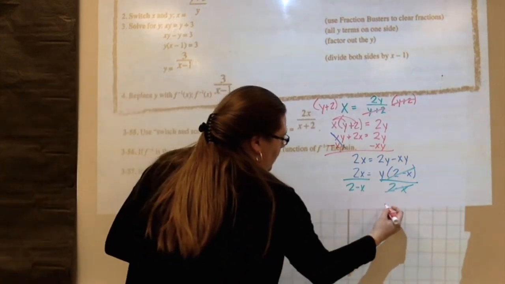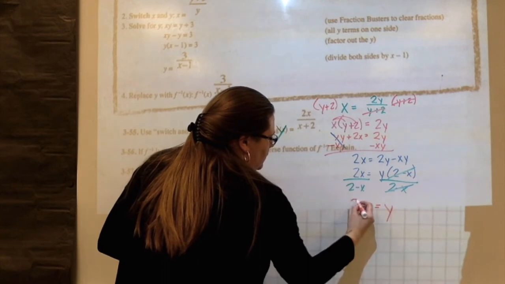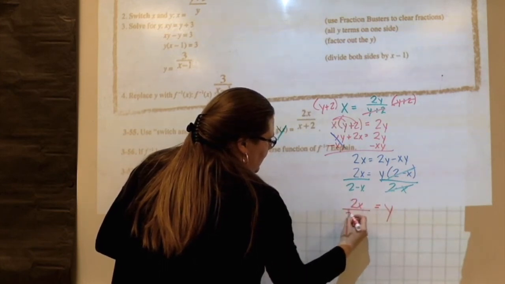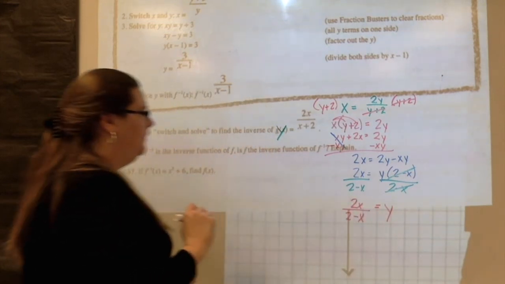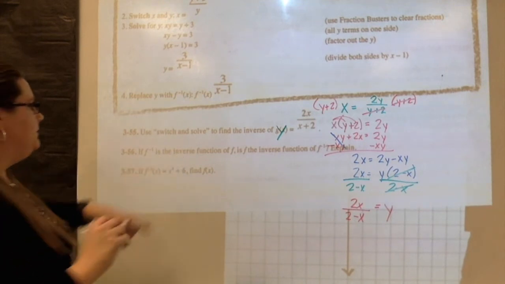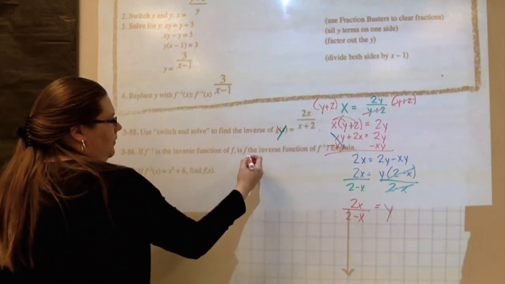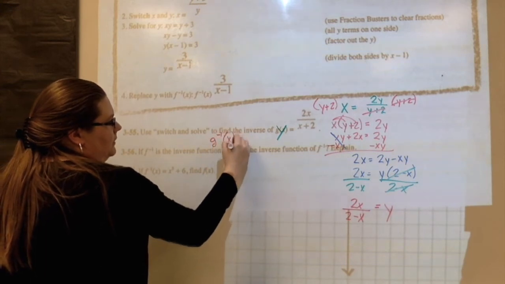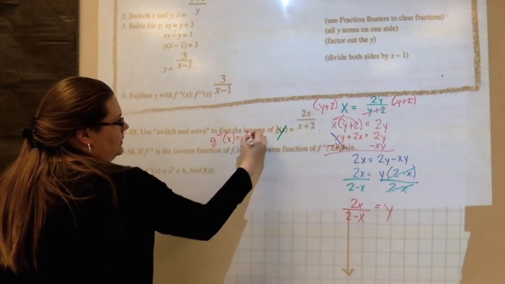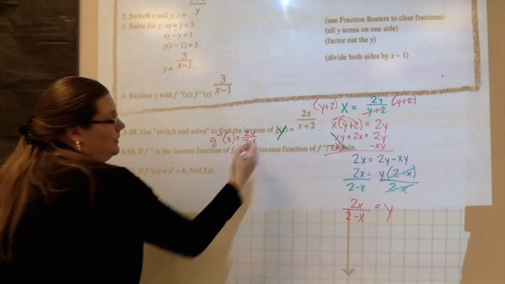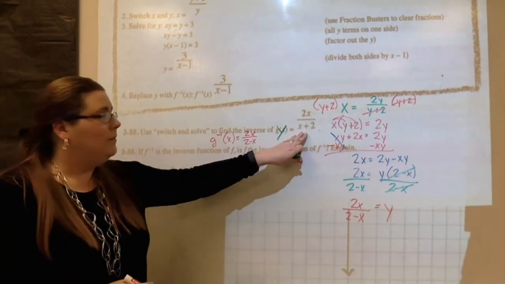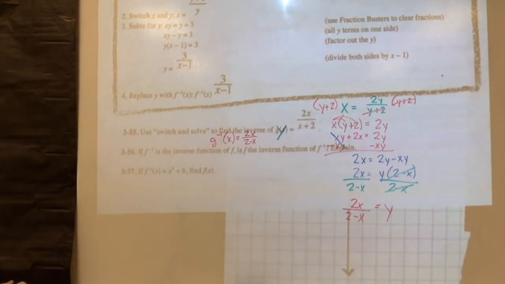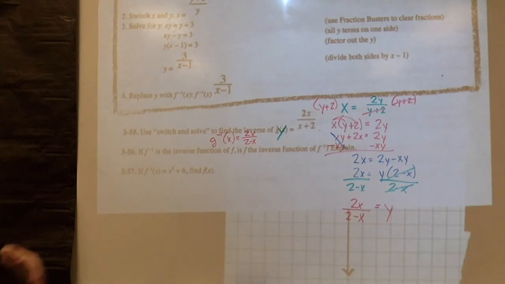So we have y equals 2x divided by 2 minus x, which is the inverse. So we have the inverse g of x equals 2x divided by 2 minus x. It doesn't really look that much different from the original, but you can see that that is what it is when you use the switch and solve method. Okay?